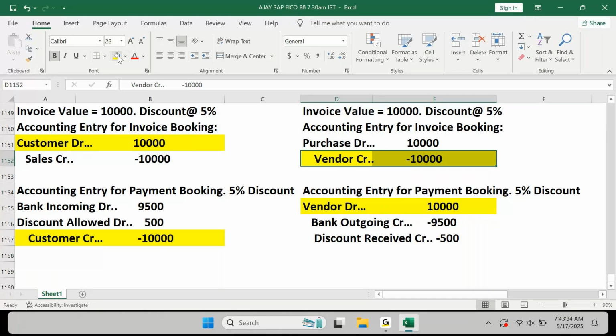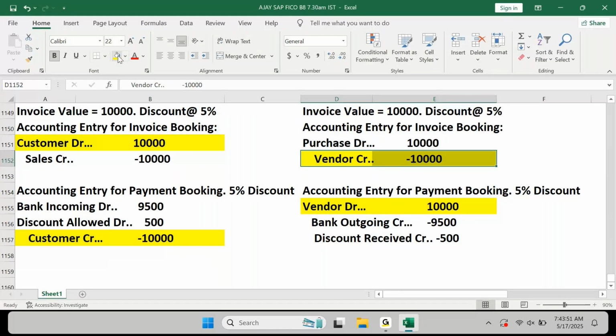No. There is no impact on the customer account. There is no impact on the vendor account. The impact is coming in the collection account. In short, your bank incoming, bank outgoing. You are receiving a short payment or you are making a short payment.